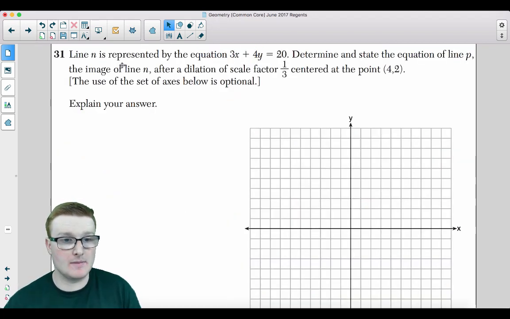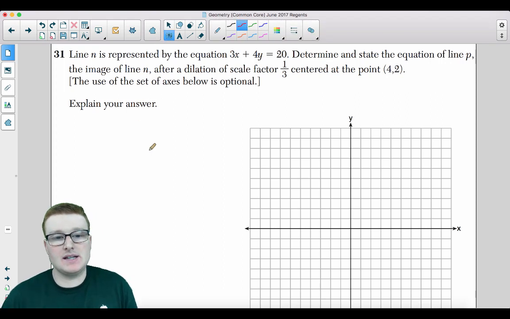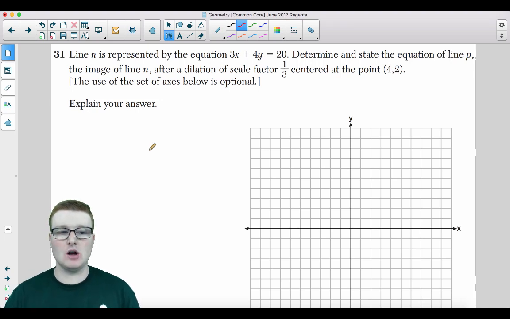All right, number 31. Line N is represented by the equation 3x plus 4y equals 20. Determine and state the equation of line P, the image of line N, after a dilation of a scale factor of 1/3 centered at the point (4,2).